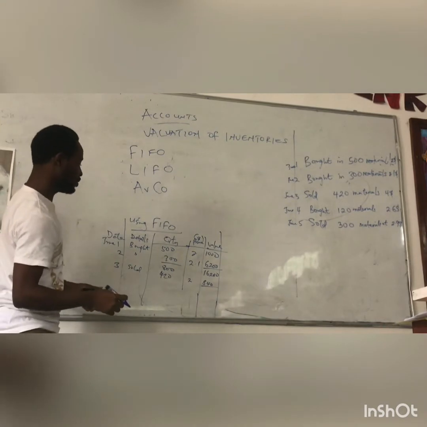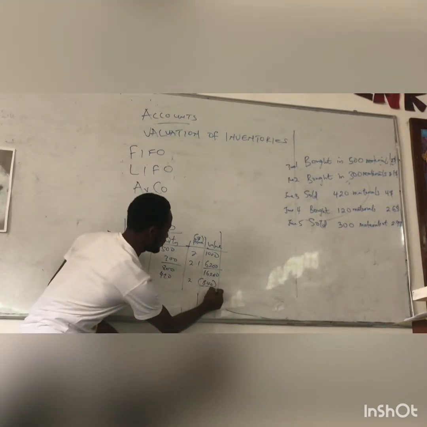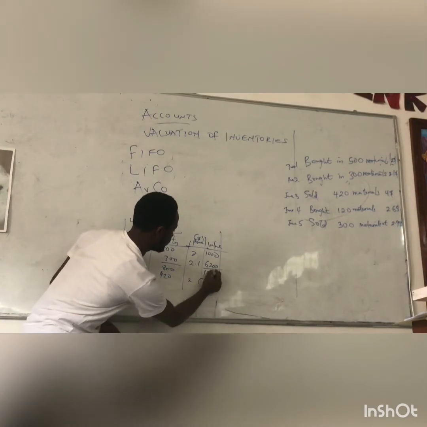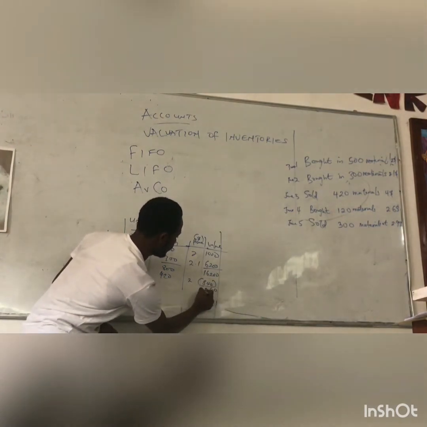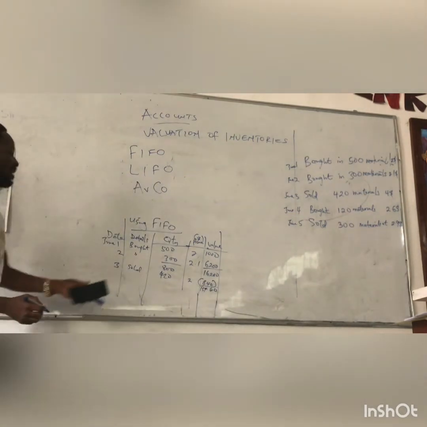So 16,200 minus 840. So this is 15,460. 15,460 goods are left.